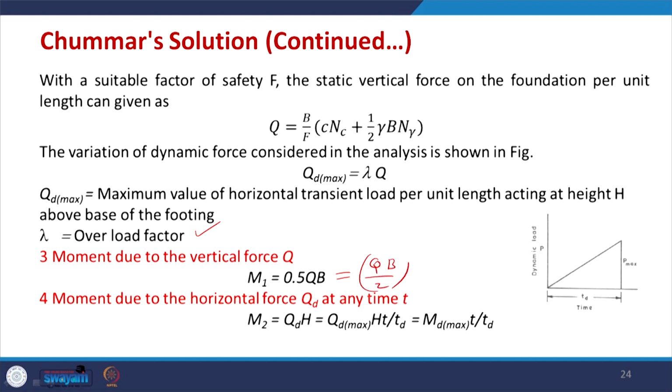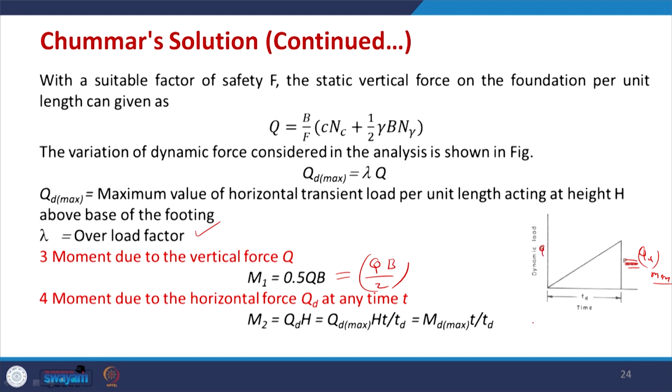So, this will be the case here, and the moment due to horizontal force Qd at any time t is given by Qd into h, where you put the value of Qd equal to Qd max. There is something wrong on this slide; this should be Qd max, I forgot to change it. So, this should be Qd max.